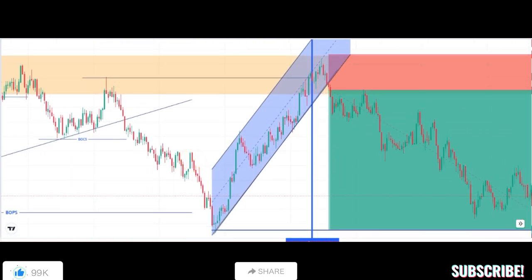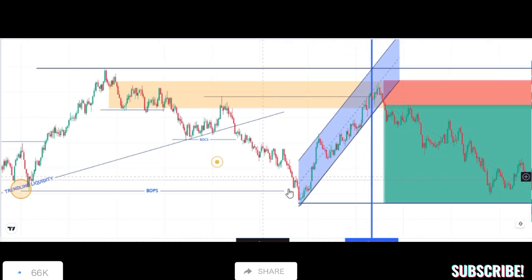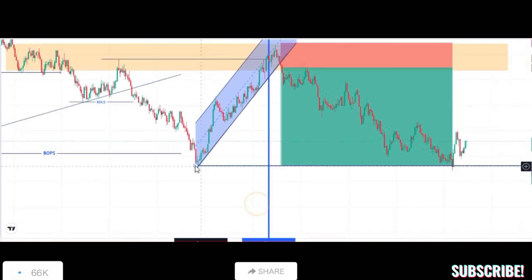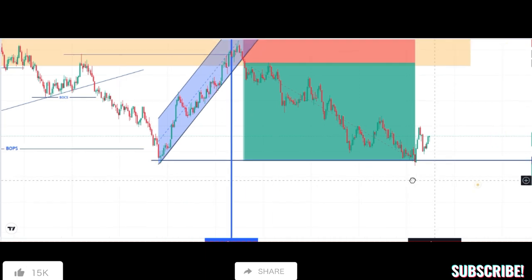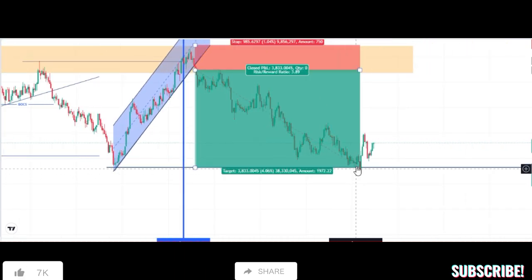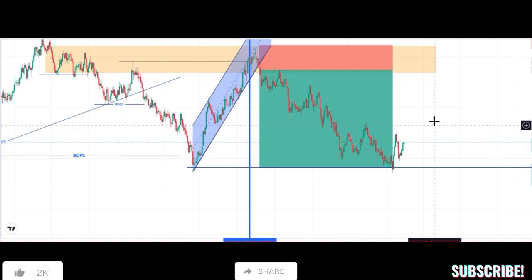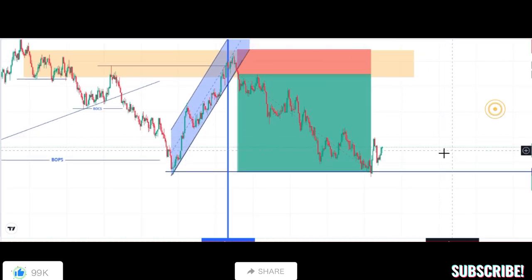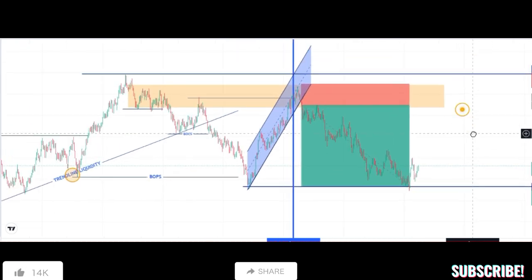And remember, the TP is going to be this low before the mitigation of this breaker block and also the inducement. So the low before the inducement and the mitigation of the breaker block is going to be our TP. This is exactly where the TP is supposed to be, and you can see the price clearly come there, hit our TP, and then start reversing towards the upward side. Though this might continue towards the downward side, the most important thing here is that the TP has been hit. So this is how simple this setup is.